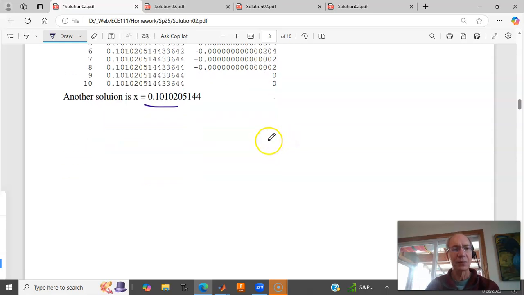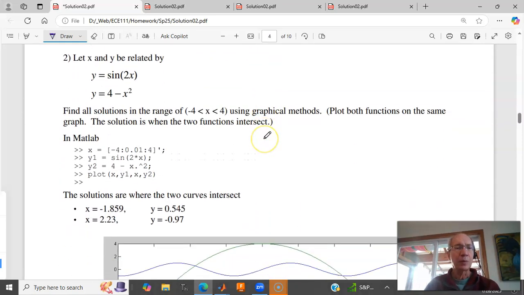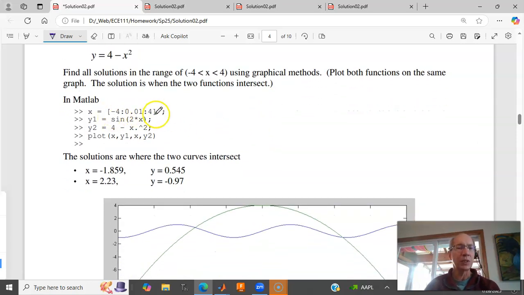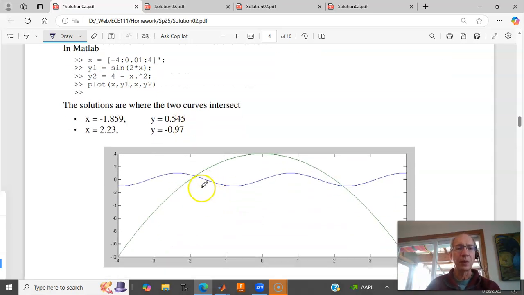Problem 2. Here's another problem. I've got y is sine of 2x, y is 4 minus x squared. Find all the solutions using numerical methods. Again, one way to start is to plot it. I'm going to guess x goes from minus 4 to plus 4, in steps of 0.01. Here's y1, here's y2. Plot them. Where the two intersect are my solutions.